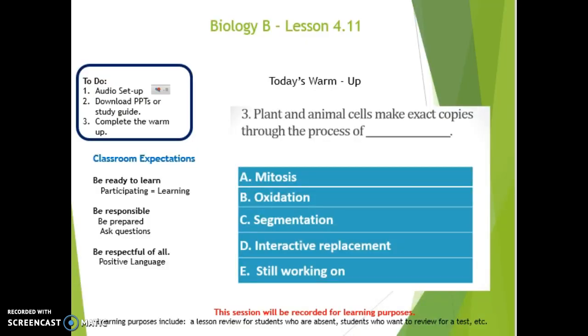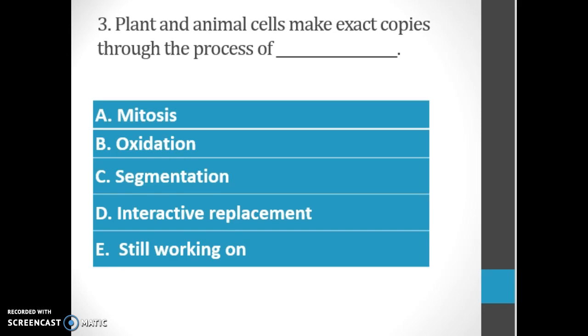Warm up for today. Plants and animal cells have exact copies through a process of: A, mitosis; B, oxidation; C, segmentation; D, interactive replacement; and E, still working on it. Which ones would you eliminate? Did you come up with A? Great job. Mitosis gives us exact copies of somatic cells, or body cells.